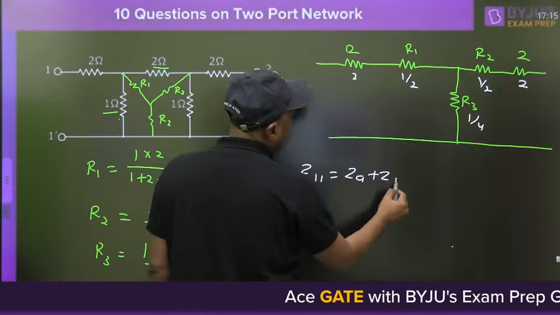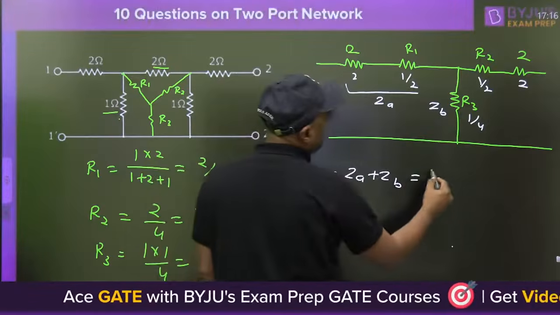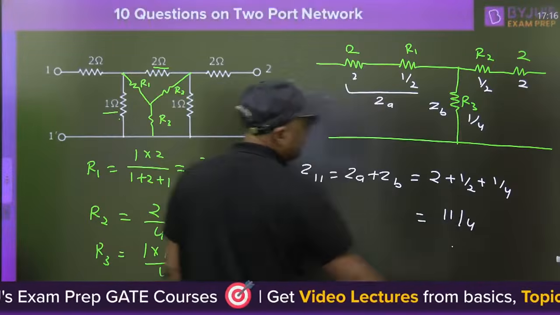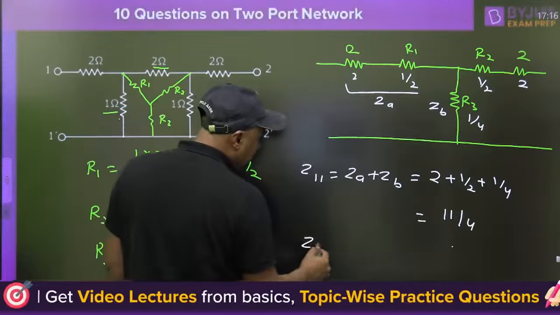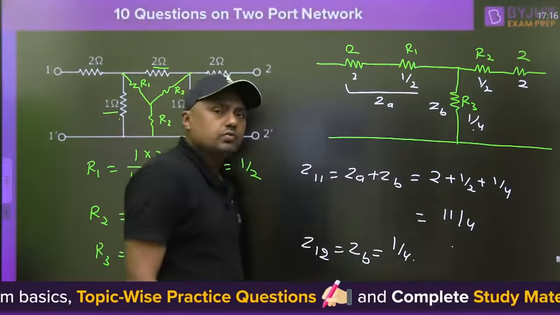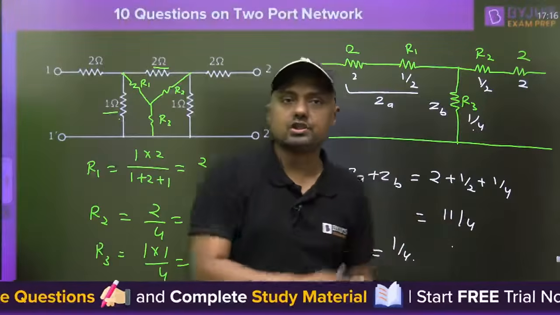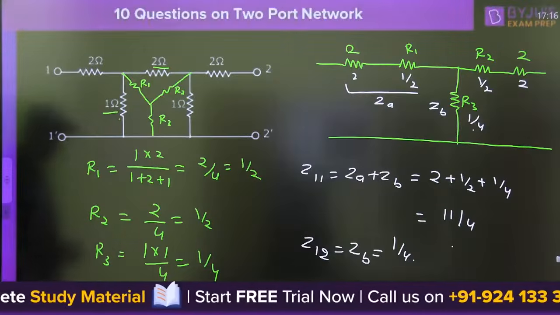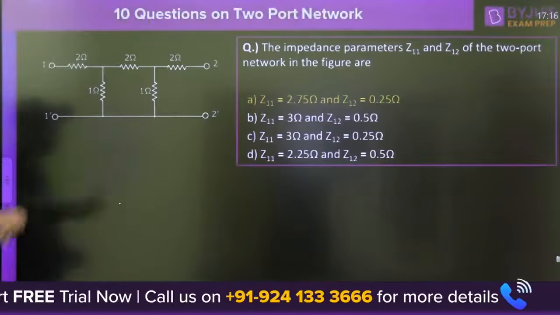Now, what is the Z11? ZA plus ZB. This is ZA and this is ZB. ZA plus ZB means 2 plus 1 by 2 plus 1 by 4, and you will get 11 by 4. Check, right? You will get 11 by 4, guys. Then second thing, what is the Z12? Z12 is nothing but ZB. What is the ZB? 1 by 4. In this way again you can find. So that is the second method to find the answer: convert the delta into star, convert it into a T network and then you can find. It's up to you. Two things are required. And the answer for this question is A.